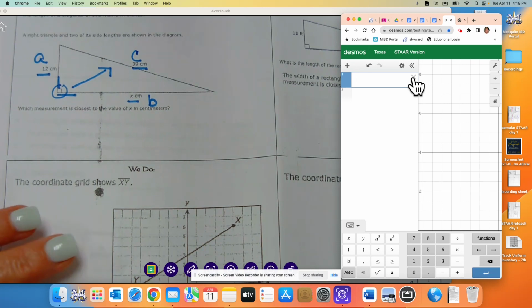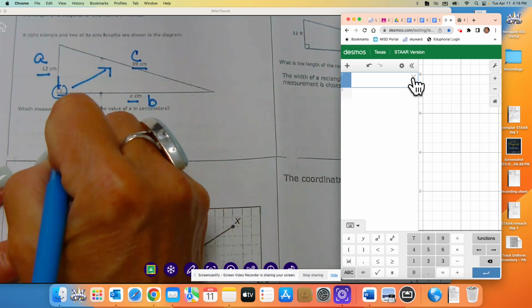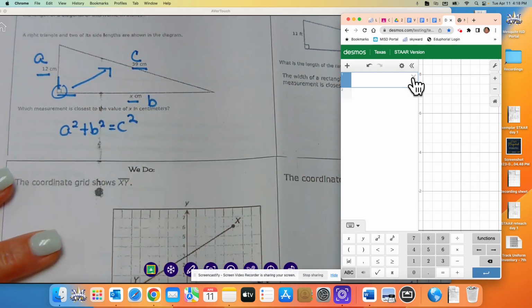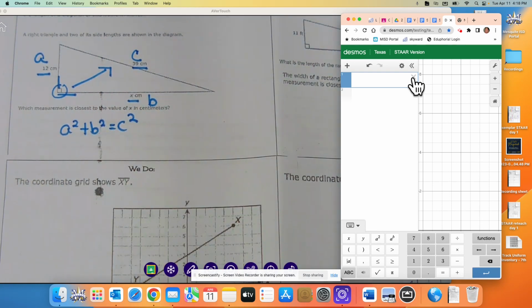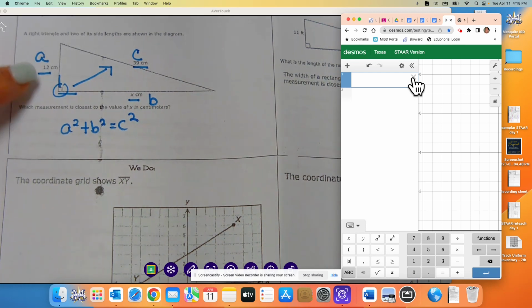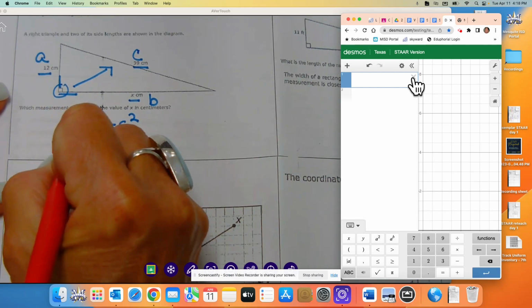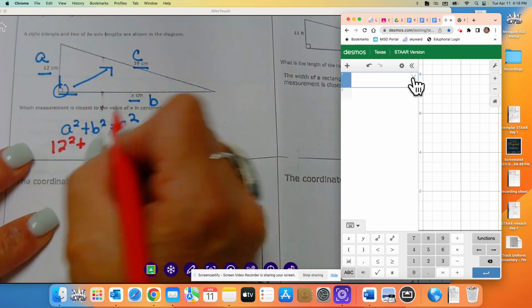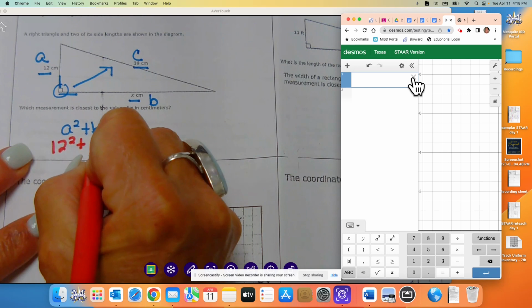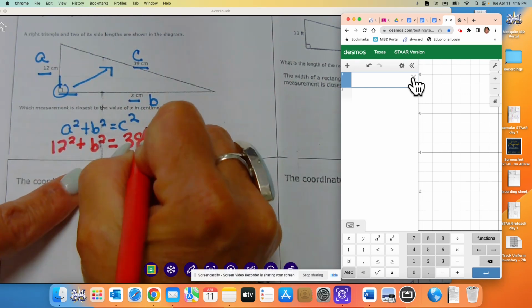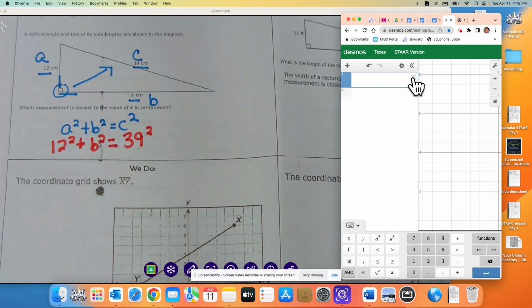Okay, now I'm going to do A squared plus B squared equals C squared. You always write the formula. And remember, guys, it is on your formula chart. Use your formula chart. So for A, I'm going to plug in 12, so I have 12 squared. For B, I don't know what that is, so instead of writing X, I'm just going to leave it as B squared. And C is 39, so 39 squared.